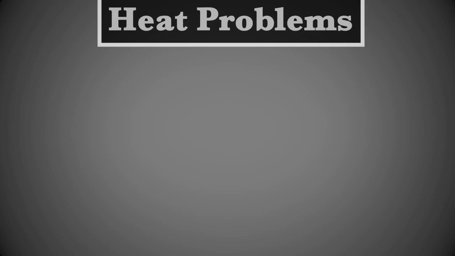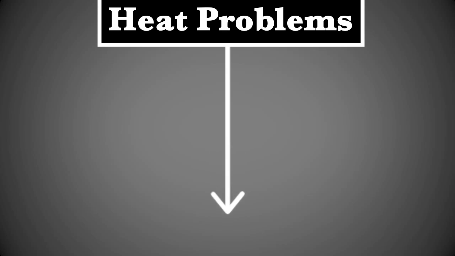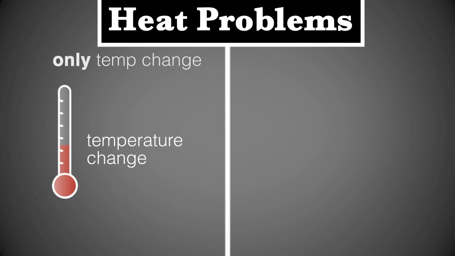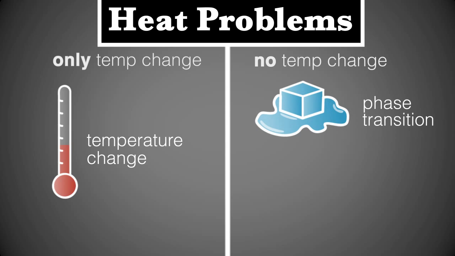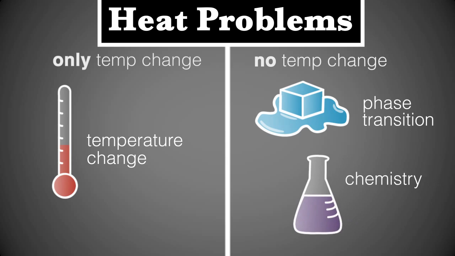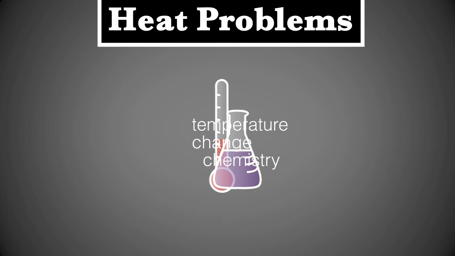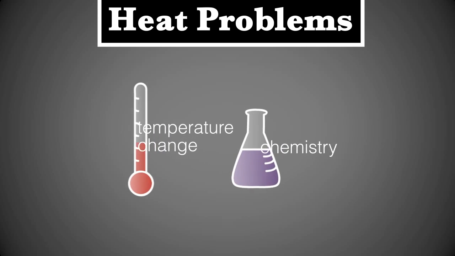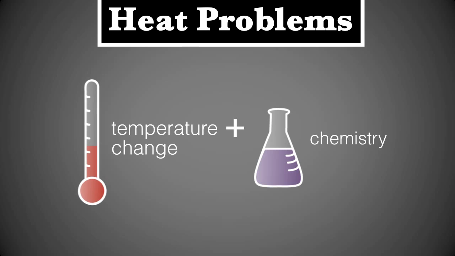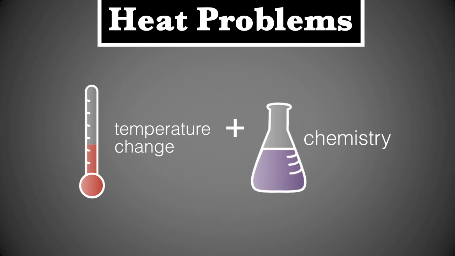You really want to break heat problems up into two pieces. There are problems in which the only thing that's happening is the temperature is changing, and then there are the problems where the temperature is never changing, but something else changes, like a phase transition or some chemistry. And what if I have a terrible problem where there's chemistry and the temperature's changing? That's one of the beauties of thermodynamics: we're always allowed to break things up into steps. We can imagine first there's a temperature change step, and then there's a chemistry step.